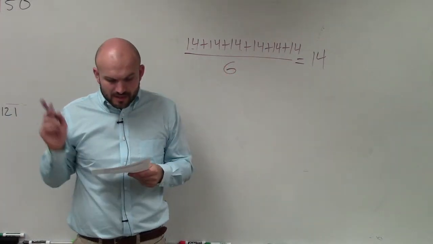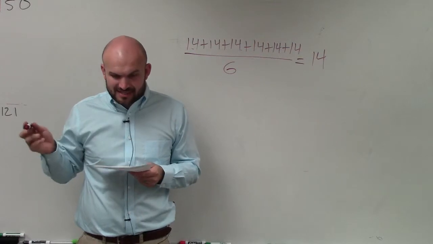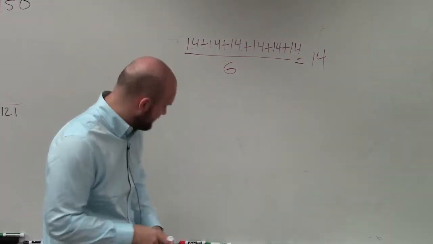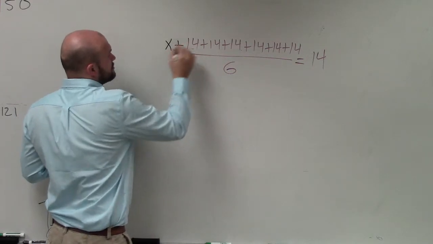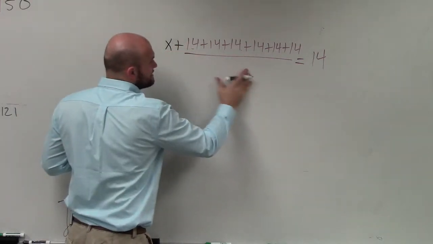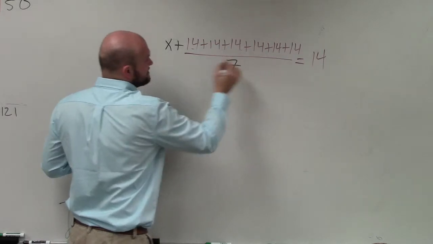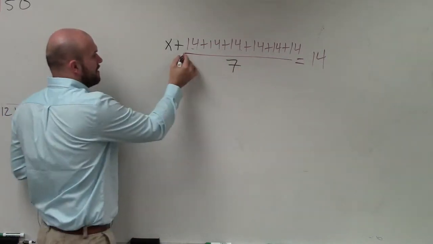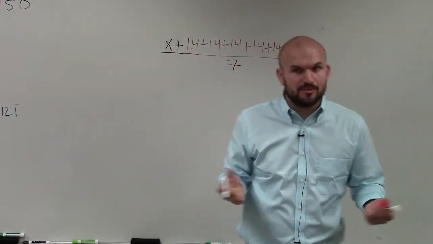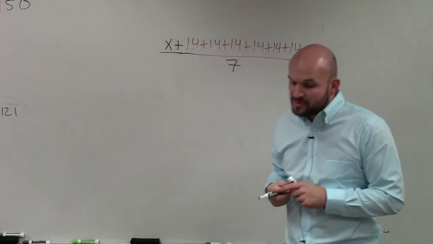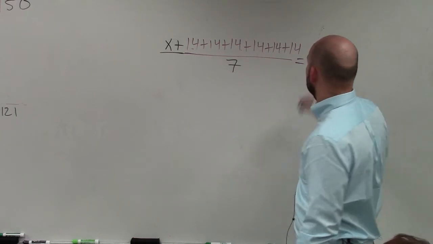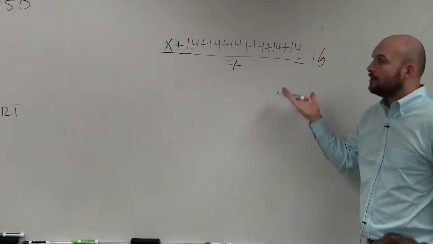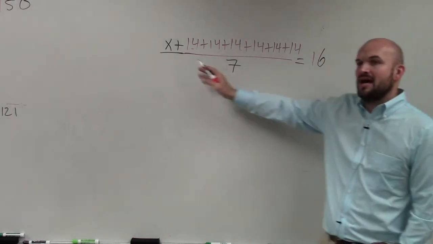So now it says if a 7th integer is added, and this is where I'd like to use my variable. I don't know what that new number is going to be, so I'm going to use x. And I know it's the 7th, so instead of 6, I'm going to divide by 7. Would you guys agree with how I changed the problem? And then it says we want the new average to be 16. So now we have an equation and we have a variable.